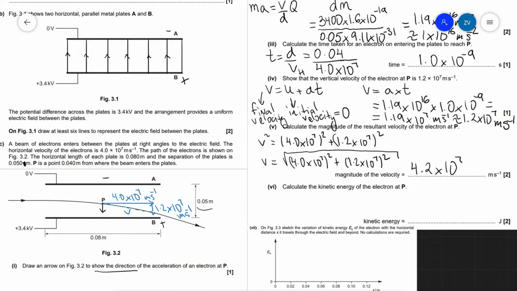For part 6, it's actually an easier part. All we need to do is calculate the kinetic energy of the electron. Nothing fancy, we know its speed already, so remember the kinetic energy, let's call that Ek, is equal to a half mv squared, so this will be equal to a half times 9.11 times 10 to the power of minus 31 multiplied by the velocity squared, so it's going to be 4.2 times 10 to the 7, all of this is squared.